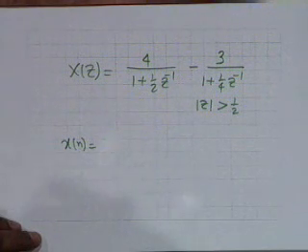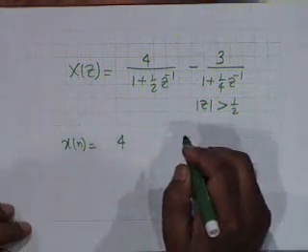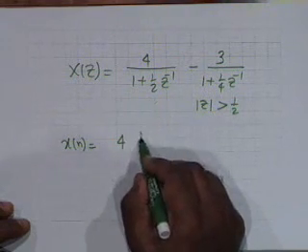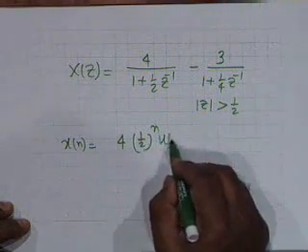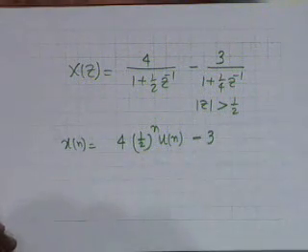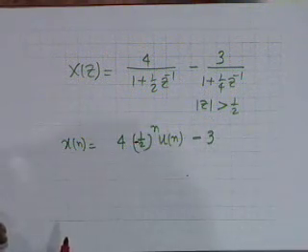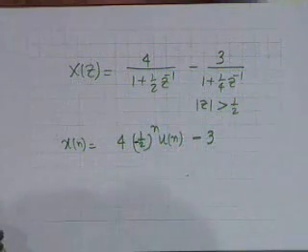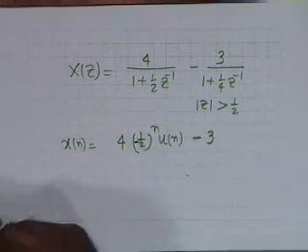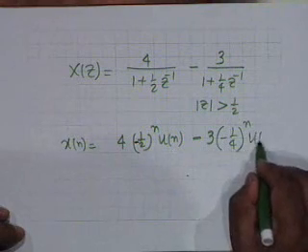x of n must be a right-sided sequence, and therefore it becomes 4. Would somebody tell me what is the inversion of this? Half to the power n u of n. Then minus 3 into 1 half. Okay. Caught before too much harm is done. It has to be minus half, because in the standard thing, it is 1 minus a z inverse. It must be remembered. Similarly, here minus 3 times minus 1 quarter to the n.